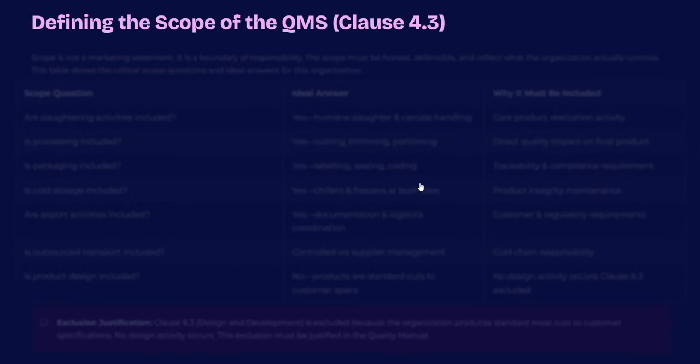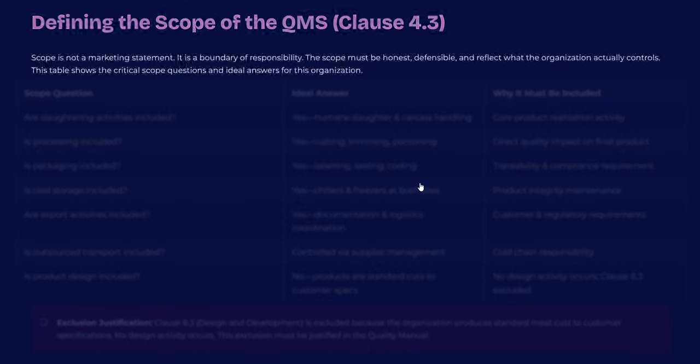Now, defining the scope for the quality management system. This is a requirement of 4.3. A scope is not a marketing statement. It is a boundary of responsibility. A scope must be honest and defensible, and it must reflect what the organization actually controls. We are going to give you a perfect example here. First, we are going to show you the table, which is critical scope questions and ideal answers for the organization. You can replicate these for your organization as well.